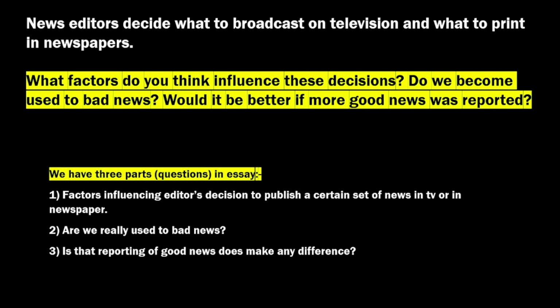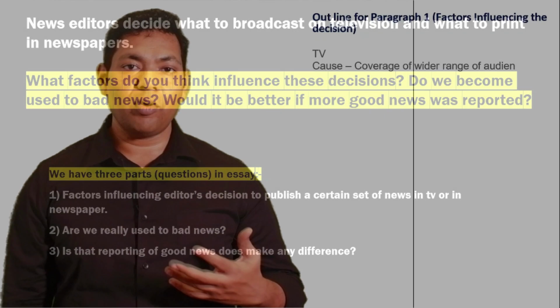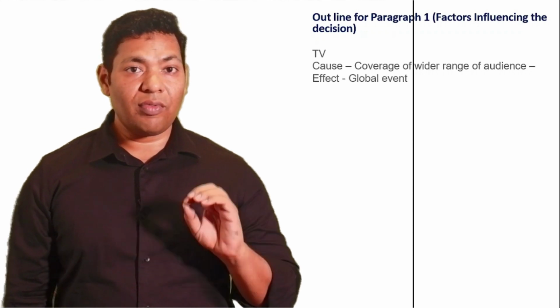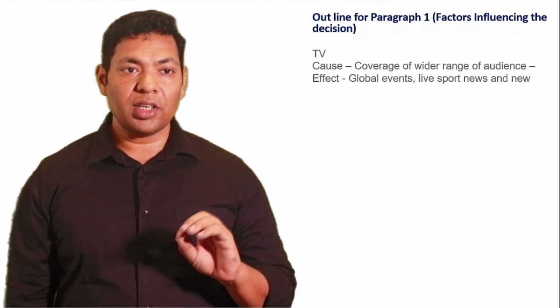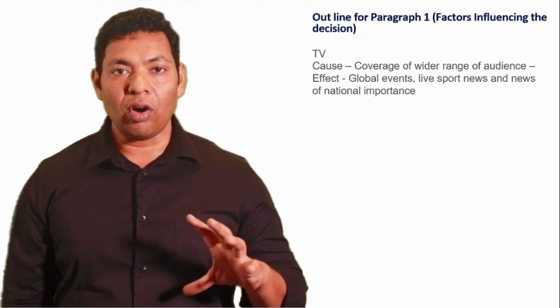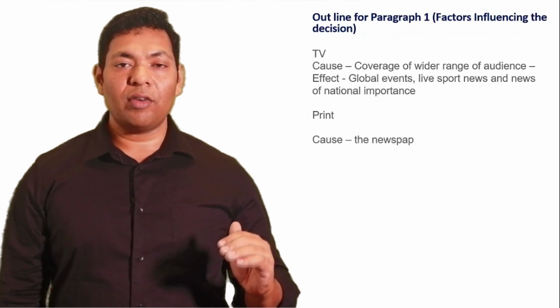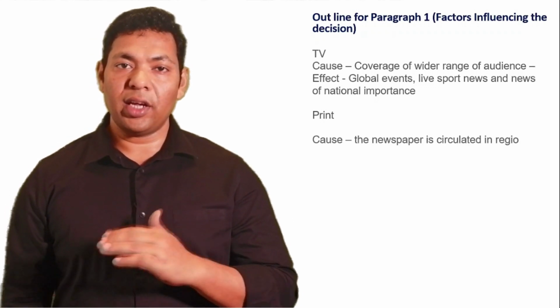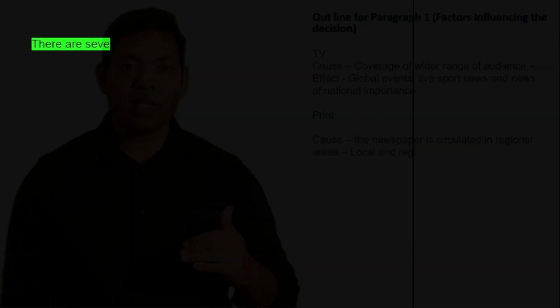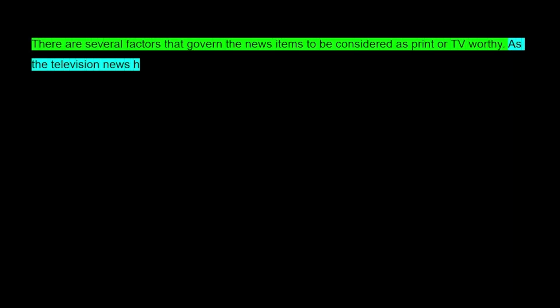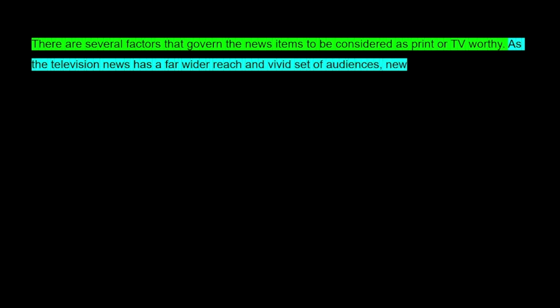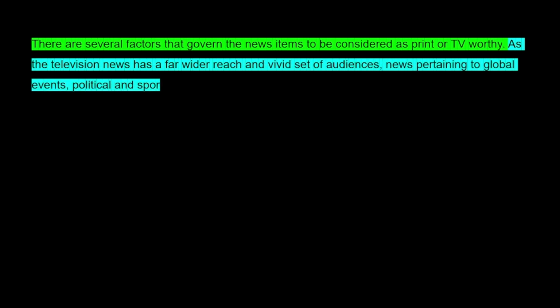So once we have made our rough draft, we will now try to formulate an essay, and this is how our paragraph may look. In the first body paragraph, the first sentence is highlighted in fluorescent green for your convenience, to understand what the main idea of this paragraph is, what the supporting ideas will be, and other things. So the first sentence highlighted in fluorescent green is the main idea of this paragraph. Here the main idea suggests that we are going to talk about the factors influencing the decision to make news TV or print worthy.